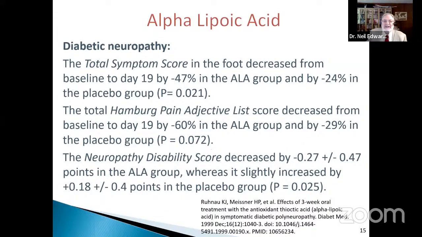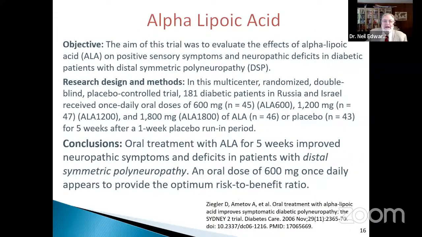When we're looking at diabetic neuropathy symptoms and pain and disability, those scores improve significantly. We're looking at about a doubling of improvement versus a placebo group. Here's a study where they looked at 3 different dosings in both Russia and Israel, and they found that an oral dose of 600 milligrams once daily had the optimum risk to benefit ratio. The risk is side effects, potentially in high doses.